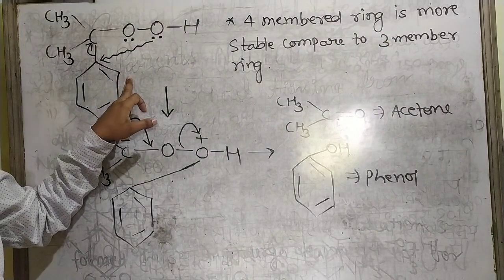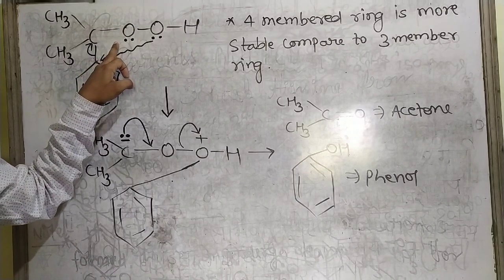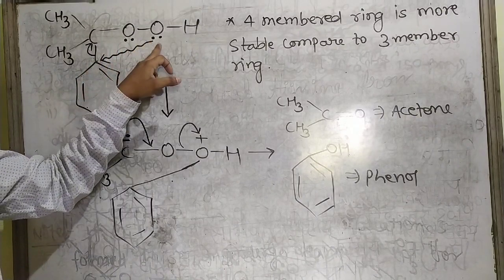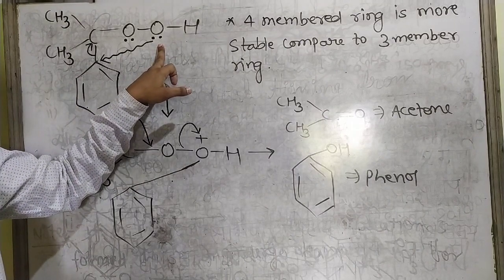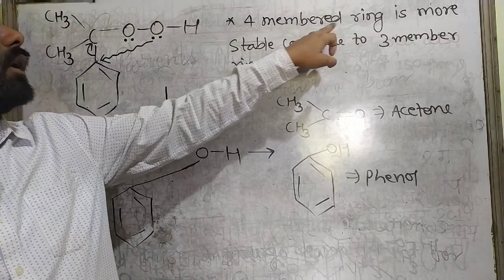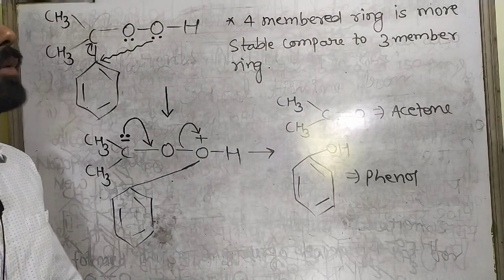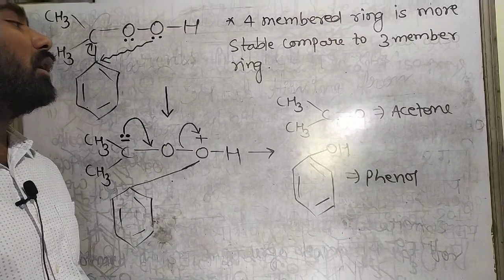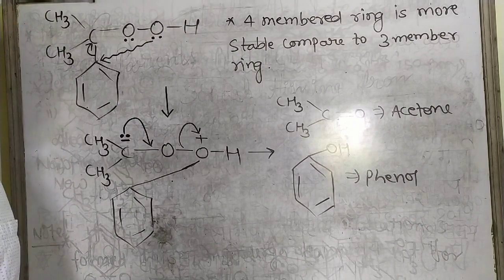Now there is a confusion whether the attack from this lone pair will take place on the benzene ring or from this oxygen atom. To decide this, we will use the concept of ring formation. We know that a 4 membered ring is more stable compared to a 3 membered ring. In the 3 membered ring, the strain energy is higher compared to the 4 membered ring. So the attack will take place from the carbon through which the larger ring is formed.